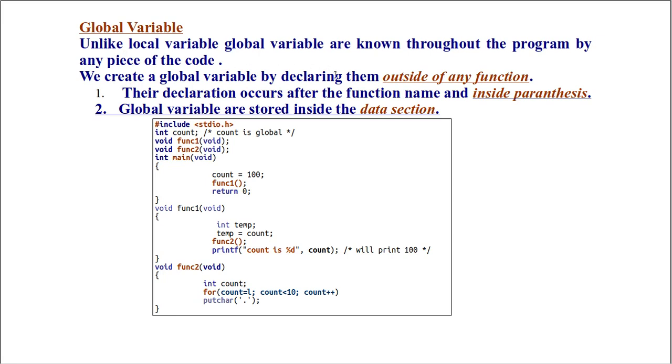We create a global variable by declaring it outside of any function. Their declaration occurs after the function name and inside parentheses. Global variables are stored inside the data section. Where is a global variable stored? Inside the data section.